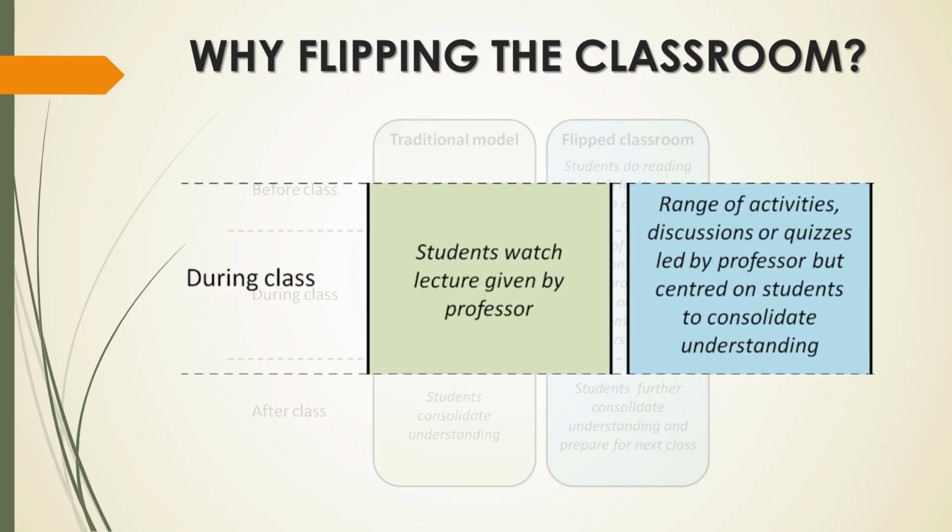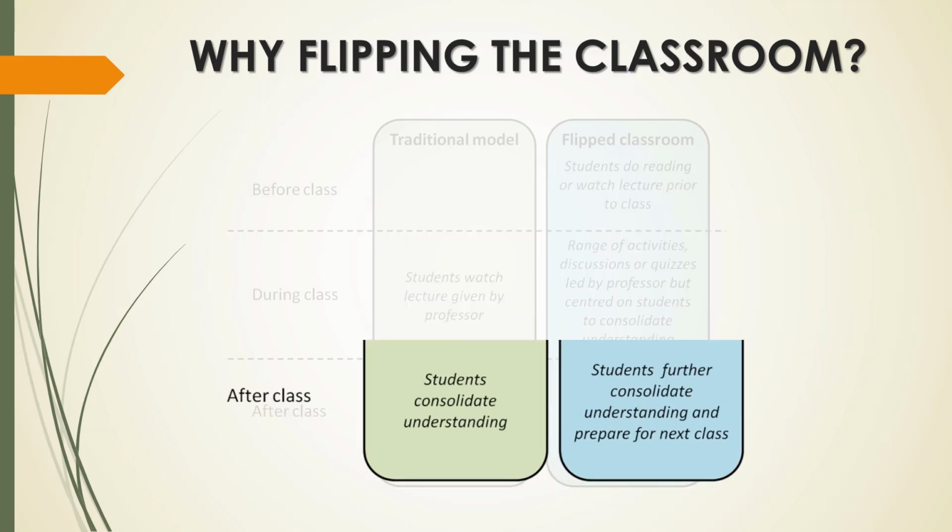During the class, in the traditional model, the teacher is going to speak and is going to teach and teach, but the students are going to be very passive. In the flipped classroom, the teacher has planned activities or is going to do some quizzes, but they are going to be used to consolidate understanding. So these activities are going to be focused on the students.